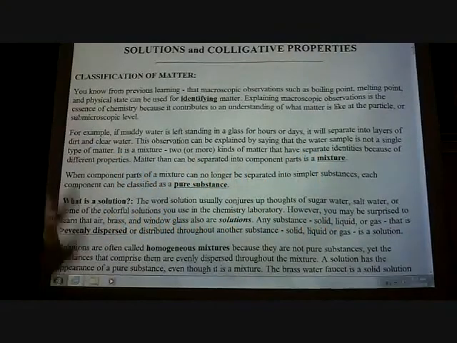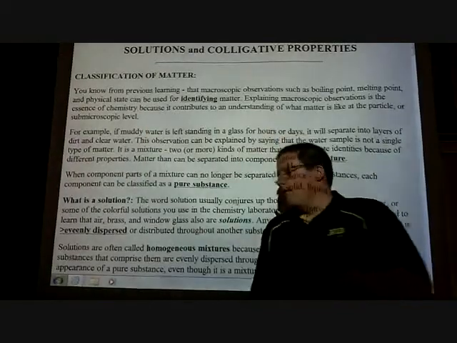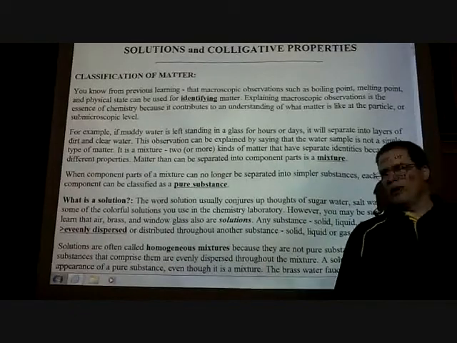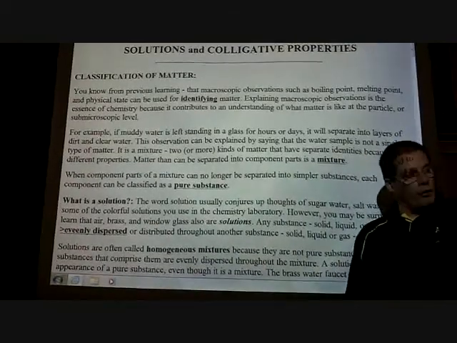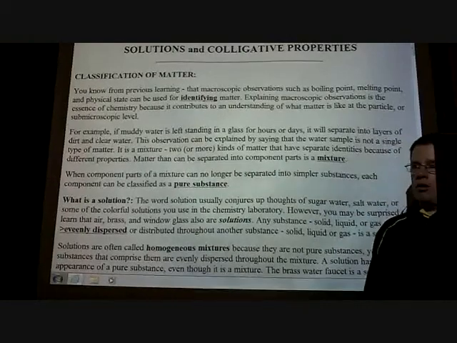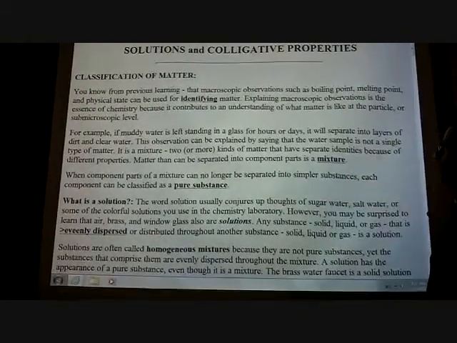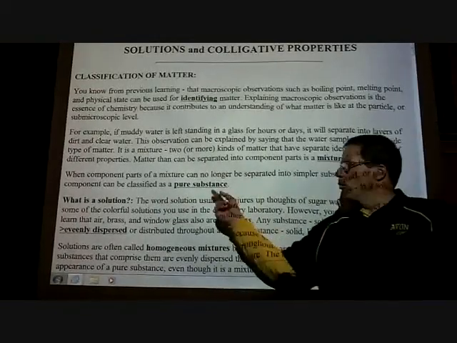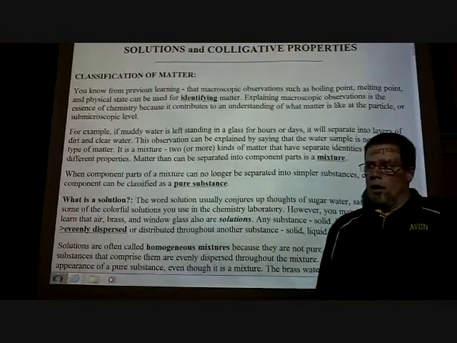Today, solutions and colligative properties, and in your notes you may have leafed through and looked at it. I've broken this down into two parts. This first part deals mainly with solutions, and then the second part deals with colligative properties, which we haven't spoken about yet. Solutions we've discussed a little bit earlier on. We talked about what a mixture is, what a pure substance is, what a homogeneous solution is.